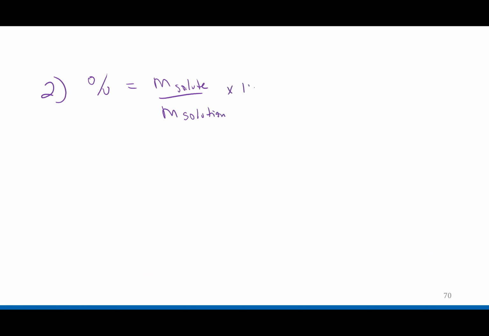So let's look at number 2. I'll keep it in purple for now. We're going to look at the percent. Now the percent is the mass of your solute over the mass of your solution times 100%. And actually, we could do even ppm. We could squeeze ppm down here because it's the same thing, times 10 to the 6.